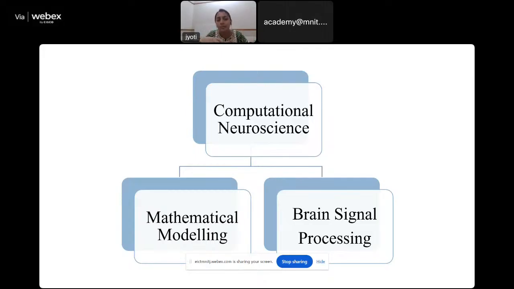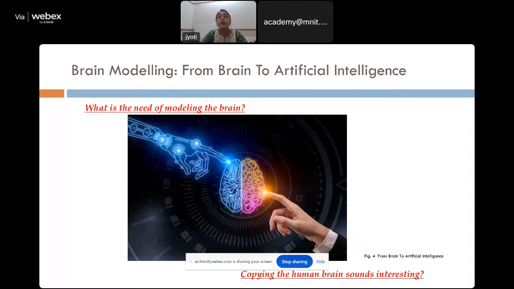So mainly mathematical modeling consists of the theorists who try to understand the underlying dynamics of the brain, how the brain is working, and they come up with mathematical models of the same. And the second is brain signal processing. Brain signal processing is basically we acquire signals from the brain and we do analysis, we use signal processing approaches, we perform computer simulations and find the underlying dynamics, for example if we are finding neurological disorders in a particular situation. So, what is the need of modeling a brain?